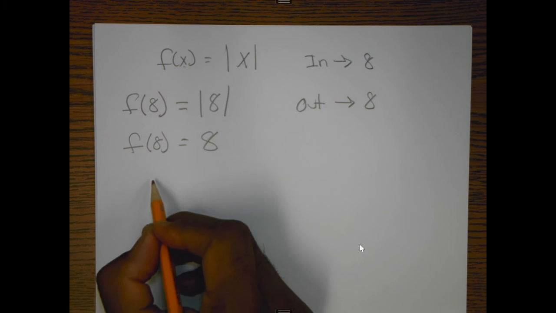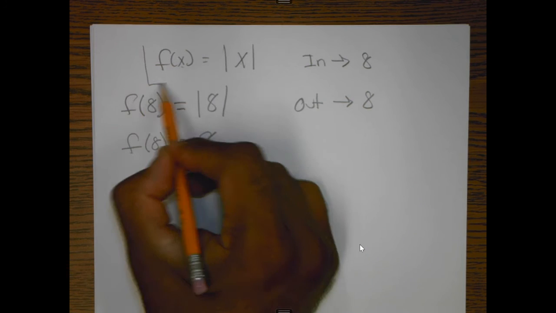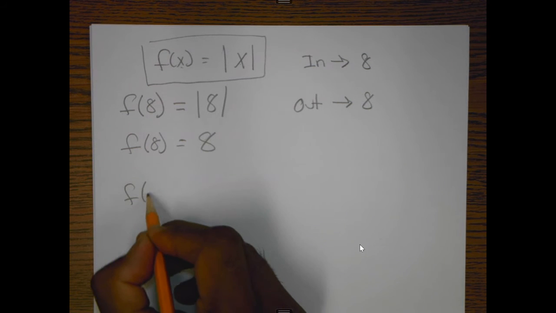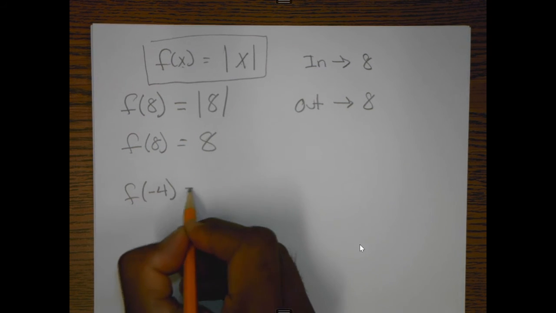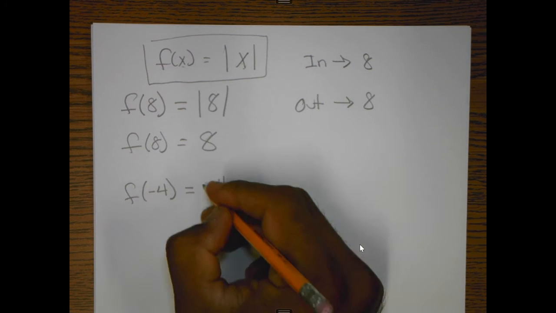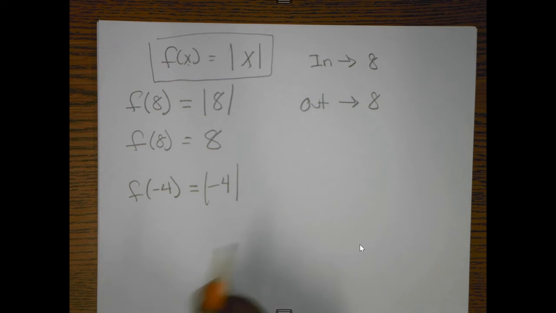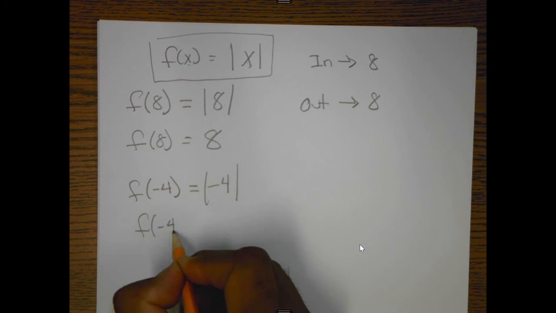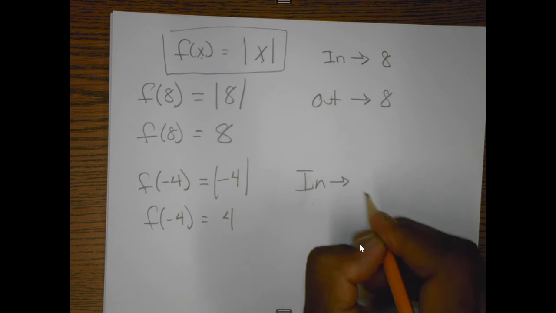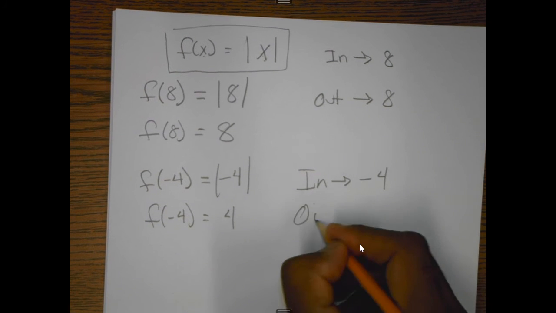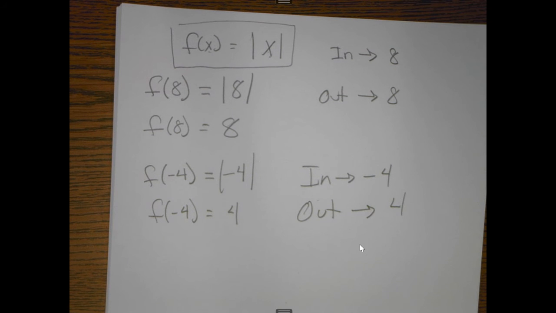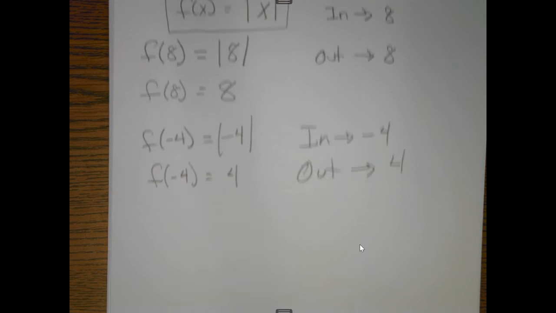But what if I said, same question, I'm still using f of x equals the absolute value, what if I asked you, what is f of negative 4? Now I'm going to put a negative 4 in there. Absolute value is asking how far we are from 0. So f of negative 4 is positive 4. In this case, my in was negative 4, and my out was positive 4.